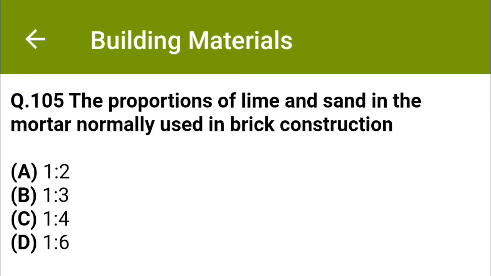The proportions of lime and sand in the mortar normally used in brick construction: option A 1:2, option B 1:3, option C 1:4, option D 1:6. The correct answer is option A, 1:2.